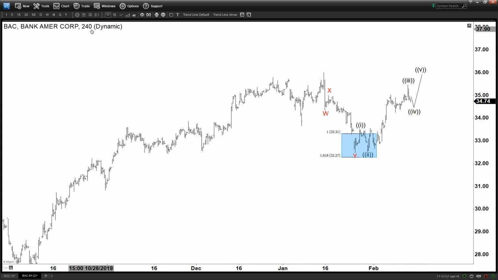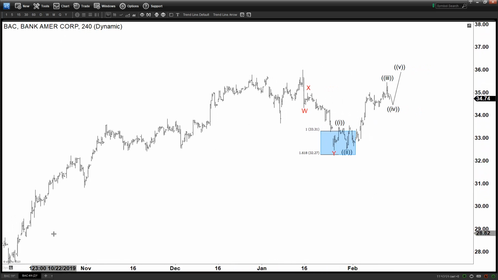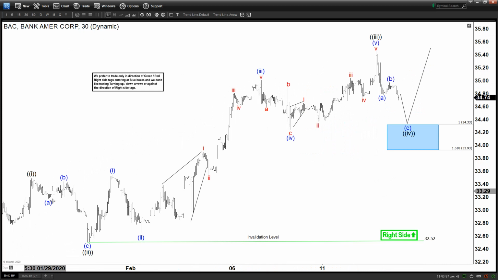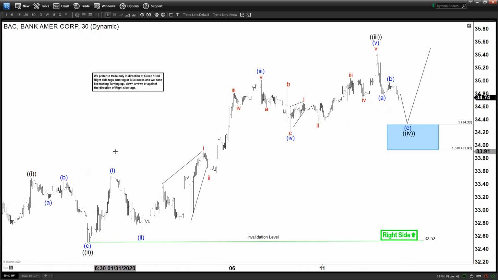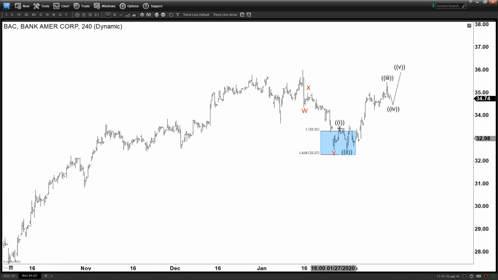So here in the 4-hour, I'm putting down the same labels we saw before: 1 2 in black, 3 4 in black here. You can see it here: 1 2 in black, and then 3 4 in black, and this is the subdivision of the 3, which is nicely 1 2 3 4 5, that we can see clearly in the 1-hour, in the 30 minutes chart here. So you got a 1 2 3 4 with 5 wave subdivision here, if you measure it from January 27, right?